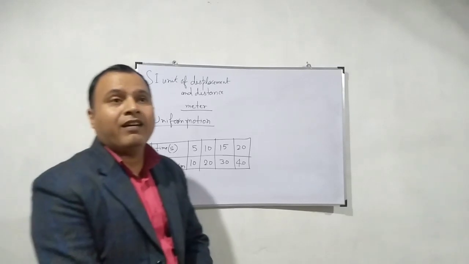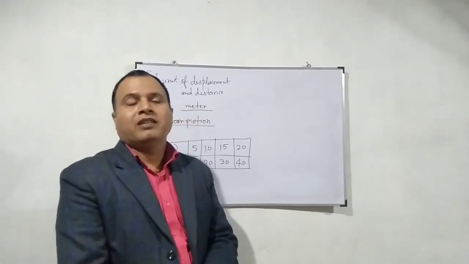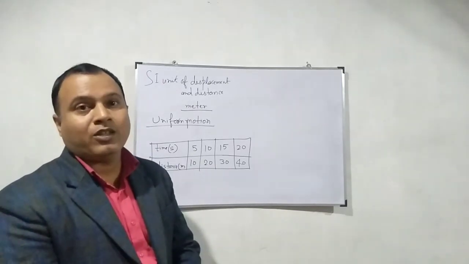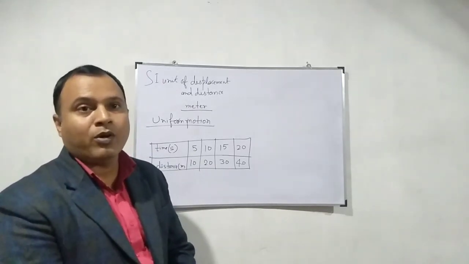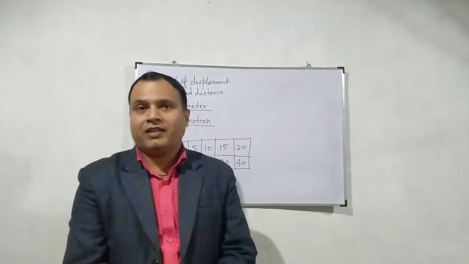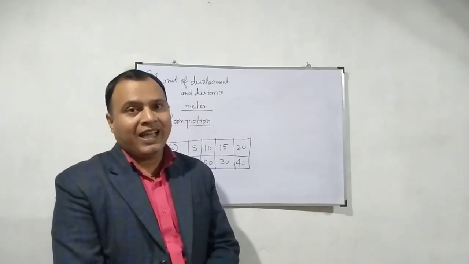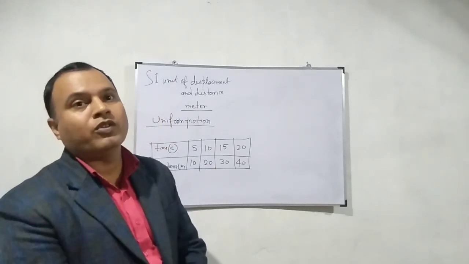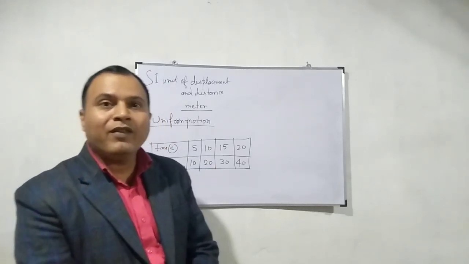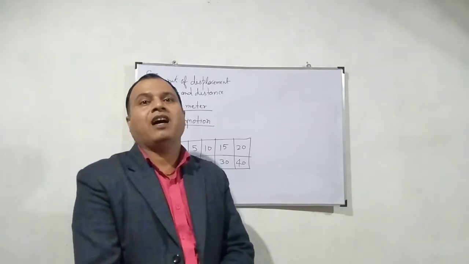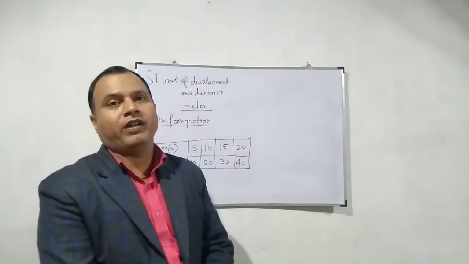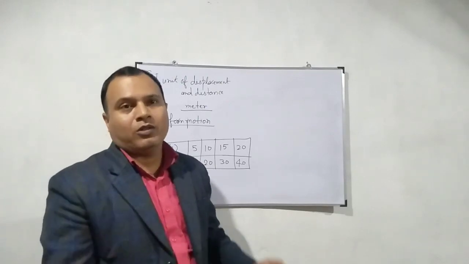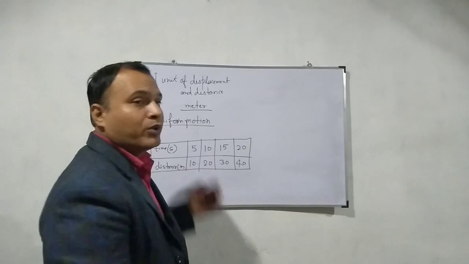We can also take another example. The motion of Earth on its axis is also uniform motion because in every 24 hours, Earth rotates on its axis. The revolution of Earth around the Sun is also uniform motion because every 365 days and 6 hours, Earth completes one revolution. It revolves around the Sun. So these are also examples of uniform motion.